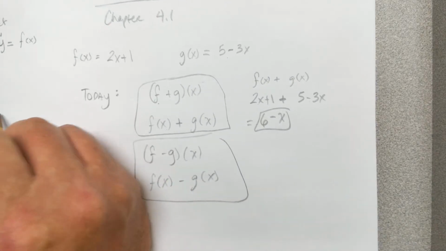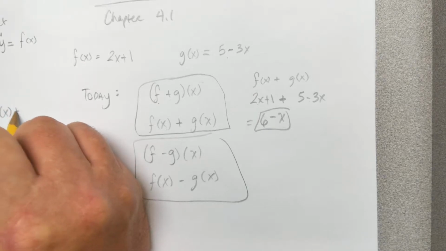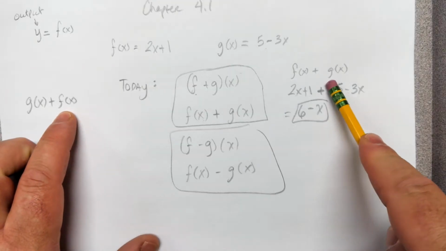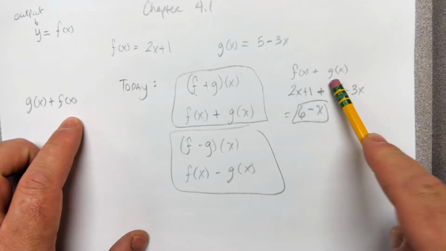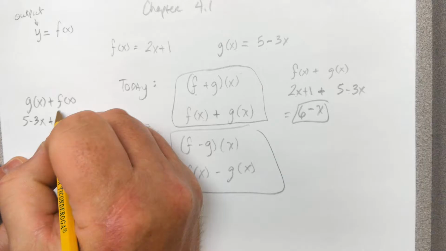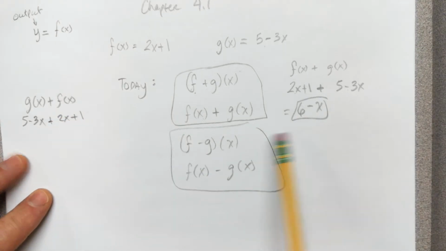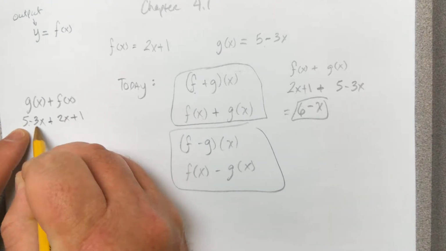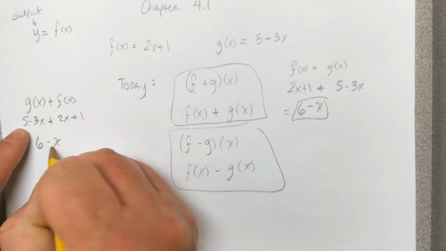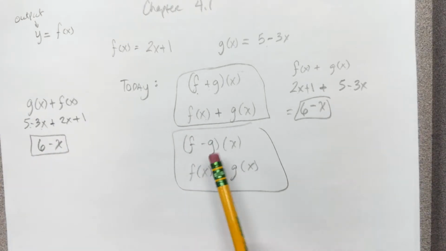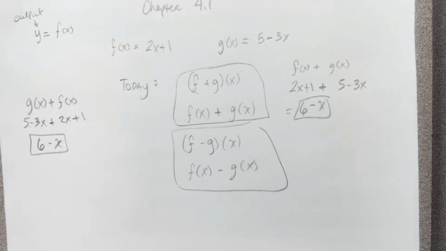Because, like for example, let's talk about this. You see how these are backwards? So this one, g of x plus f of x, is 5 minus 3x plus 2x plus 1. And it's going to be the same because when you add, it doesn't matter what order it is, right? So this is still going to be 5 plus 1 is 6 and negative 3 plus 2 is negative 1. So same thing. You can switch it around, no problem. This one's where you're going to get in trouble. What do you think? Good so far.